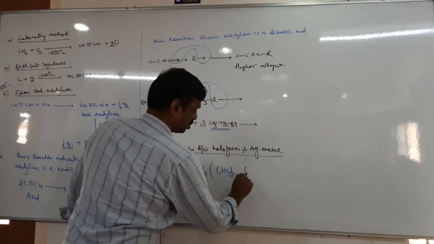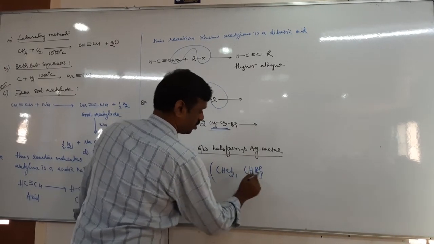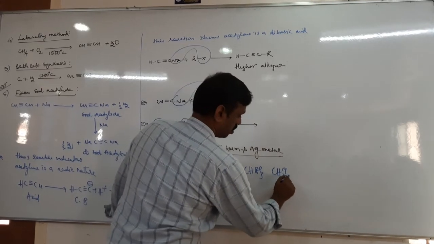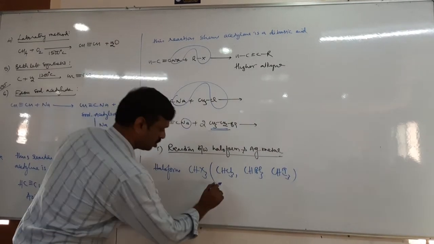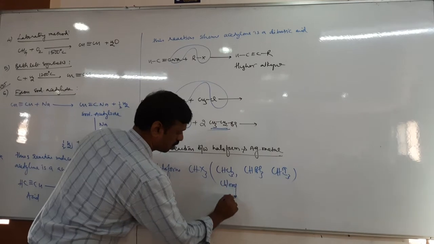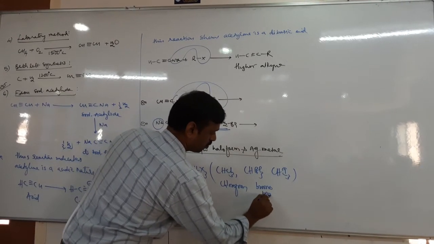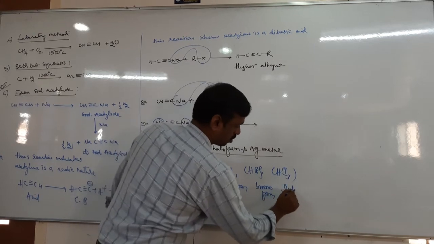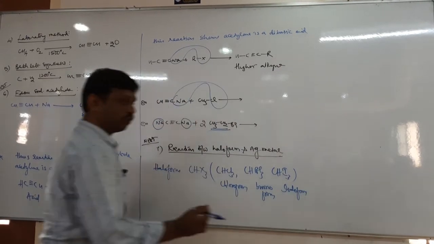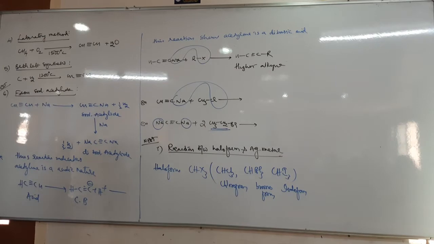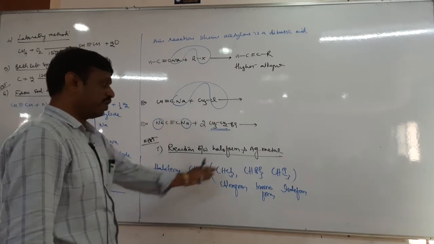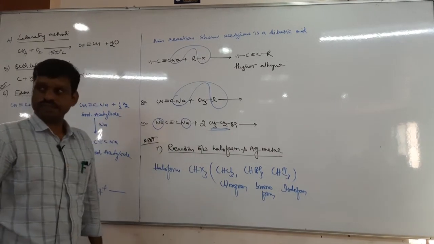So CHX3 may be CHCl3, CHBr3, CHI3. This is chloroform, it is bromoform, it is iodoform. So therefore, alkyne can be prepared by using any one of these haloforms.